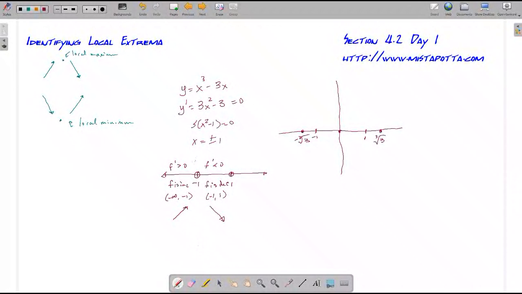Now notice, I had a critical point at negative 1, comma, f of negative 1. And my graph was increasing and then decreasing, which means that this point that I have, which is negative 1, positive 2, this point is a relative maximum.